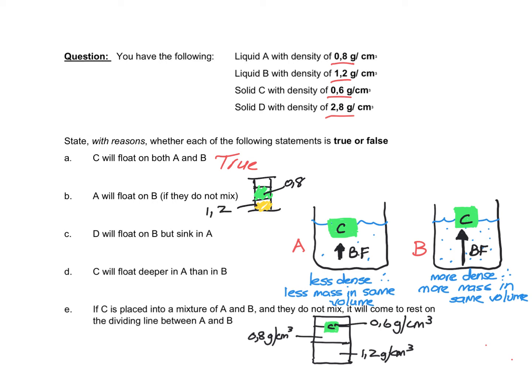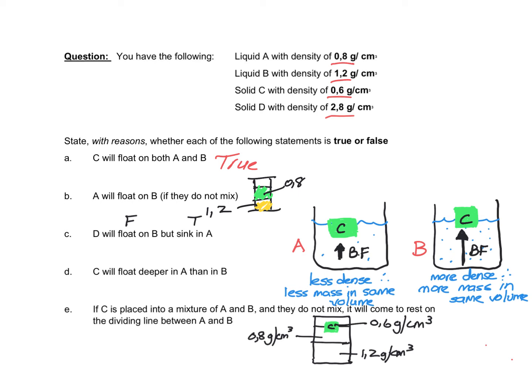So that is true. And then C, D will float on B but sink in A. So if D has got a density of 2.8, will it float on B with a density of 1.2? No, it is more dense than B. So it will not float on B, but it will sink in A. So this is partially correct. So D will float on B, false, but it will sink in A. That is true.